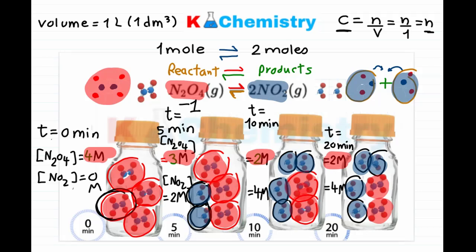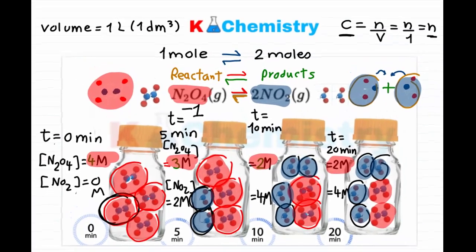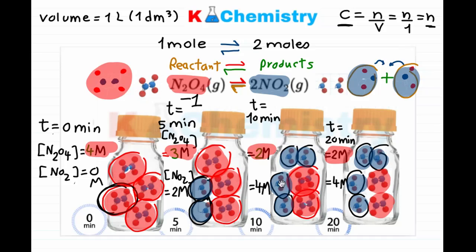I can say that the initial concentration of N2O4 at the beginning was 4 molar, and I will have seen that it has changed over time until it reached 2 molar. The concentration of NO2 at the beginning was equal to 0, and then it became 2 molar, and then it increased to 4 molar, and then it became fixed after that at 4 molar.